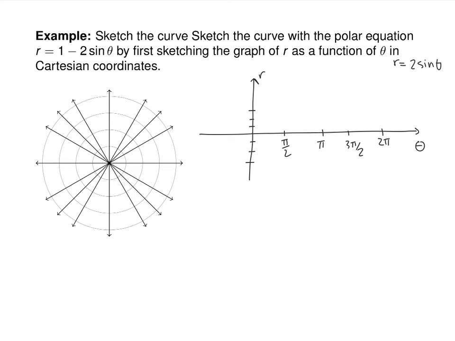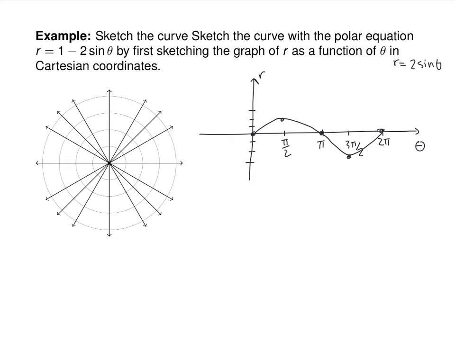It begins at the origin. By pi halves, we're up at 2. By pi, we're at 0. By 3 pi halves, we're at negative 2. And by 2 pi, we're at 0 again. So roughly speaking, here is the 2 sine theta curve.